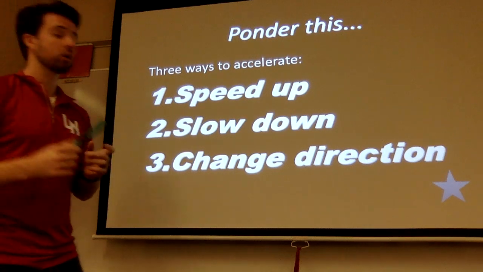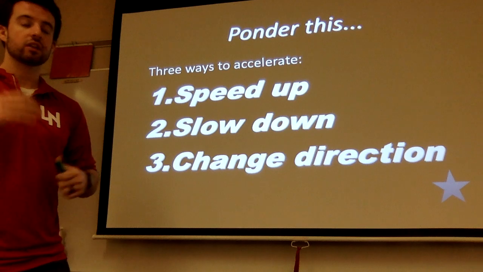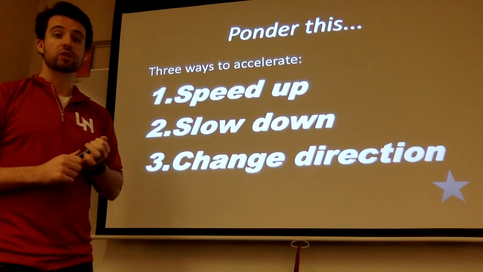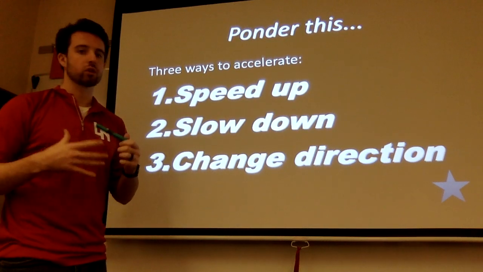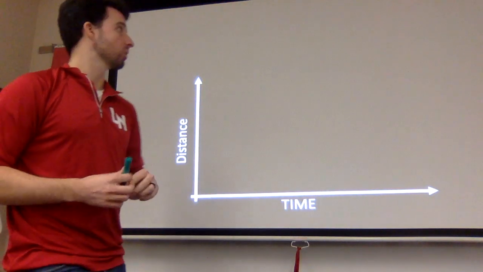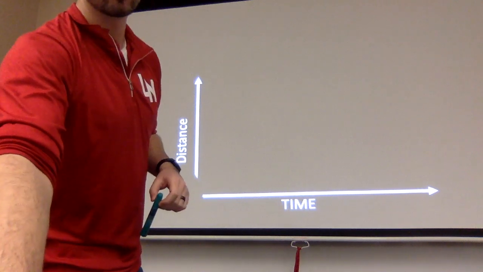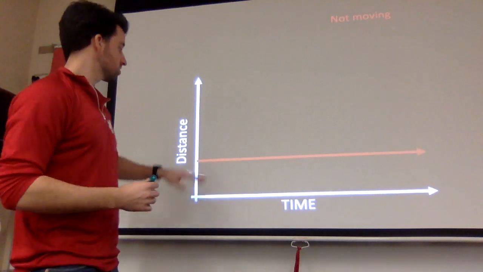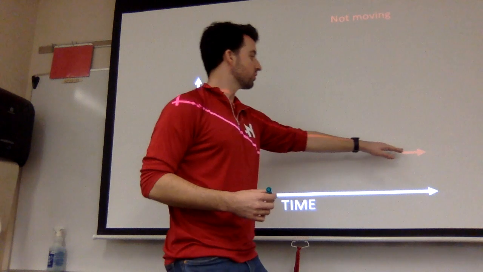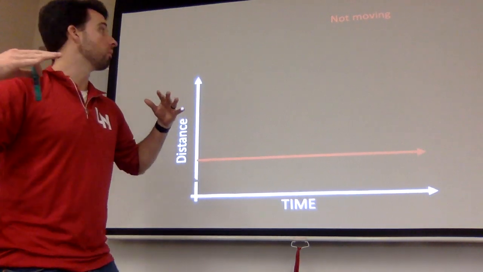Last thing we have to talk about here is some distance versus time graphs and some velocity versus time graphs, looking at how acceleration looks. So here is a distance versus time graph. You might have seen this before. When you're not moving, here's what it looks like. It's just a flat line, right? In this case, my distance or my displacement is not changing at all.